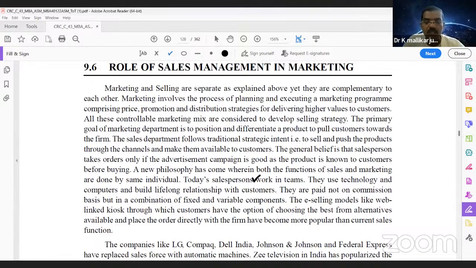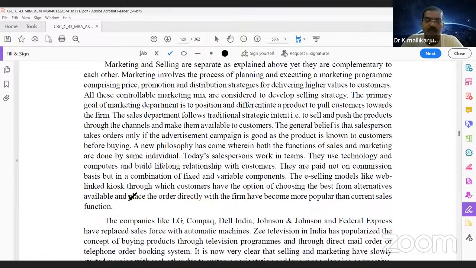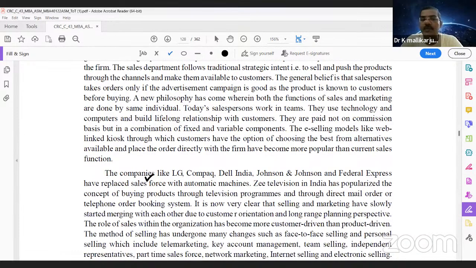Tata is still customer oriented. They are paid not on a commission basis alone, but a combination of fixed and variable components. Right now we see e-selling models like web link based. Very popular companies like LG, Dell India, Johnson & Johnson, Federal Express, and Zee Television, and so many other brands are there.